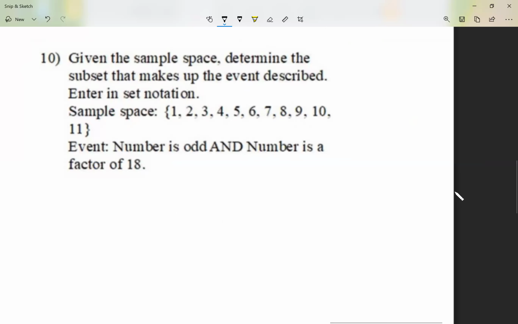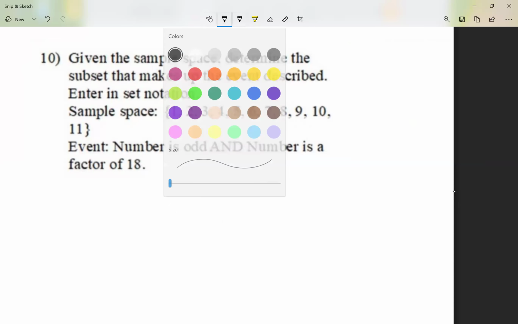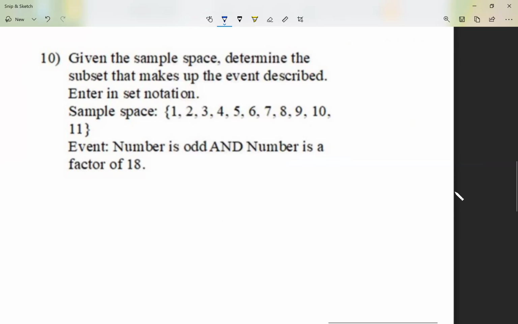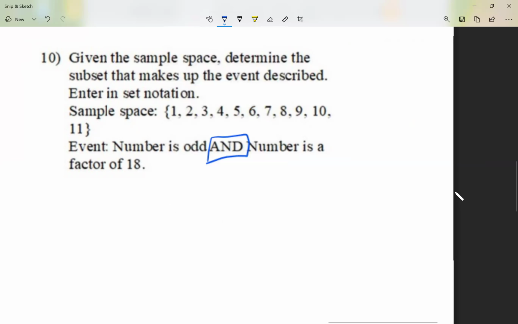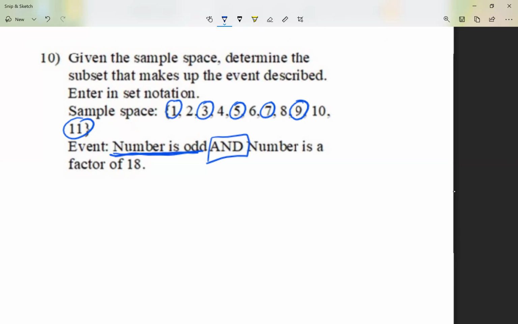Let's take a look at another example, because remember, I'm working up until 12. I'm using the word and. Given the sample space, determine the subset that makes up the event, describing the set notation. My number is odd. That's one of my first choices. For my sample space, let me choose the odd numbers: 1, 3, 5, 7, 9, and 11. Those are my odd numbers.